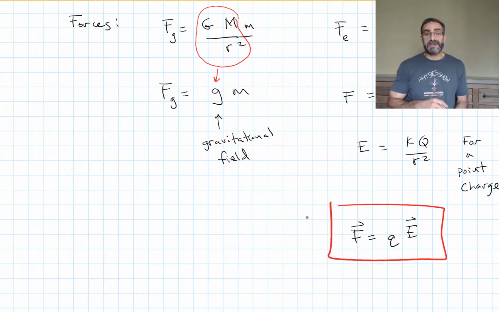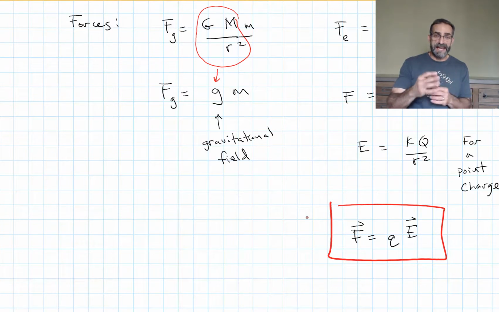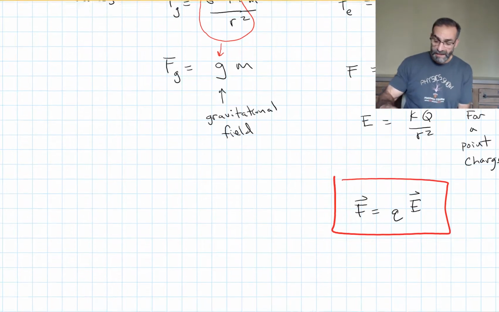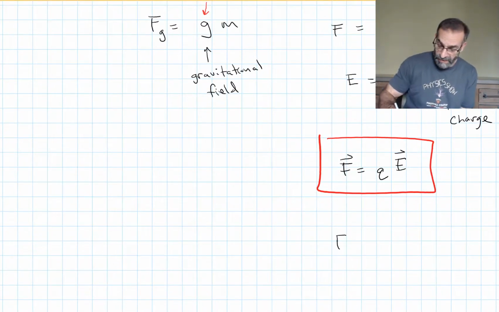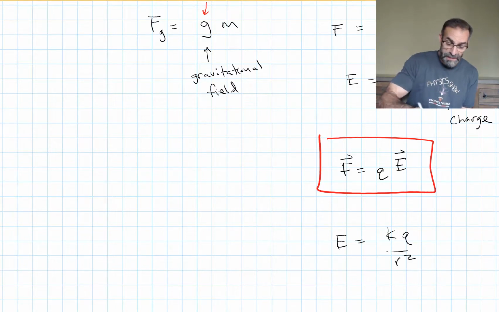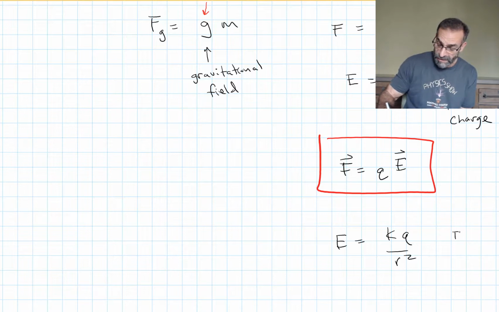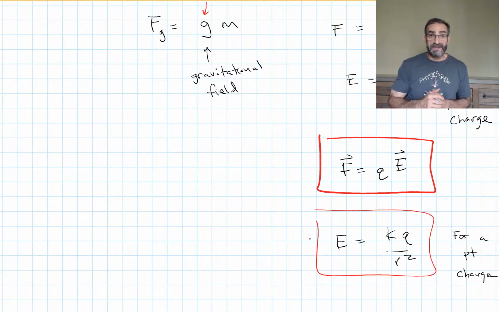F is equal to q times E. The force on a charge is equal to the charge of that object times the electric field that exists at that location in space where the charge is located. That's always true. This second part, the electric field, is equal to KQ over r squared. That part is only true for a point charge. We use that a lot though. The electric field is KQ over r squared from a point charge. The charge on that point charge is Q, and the distance that we are away from it is r, and that gives us the electric field at that location.